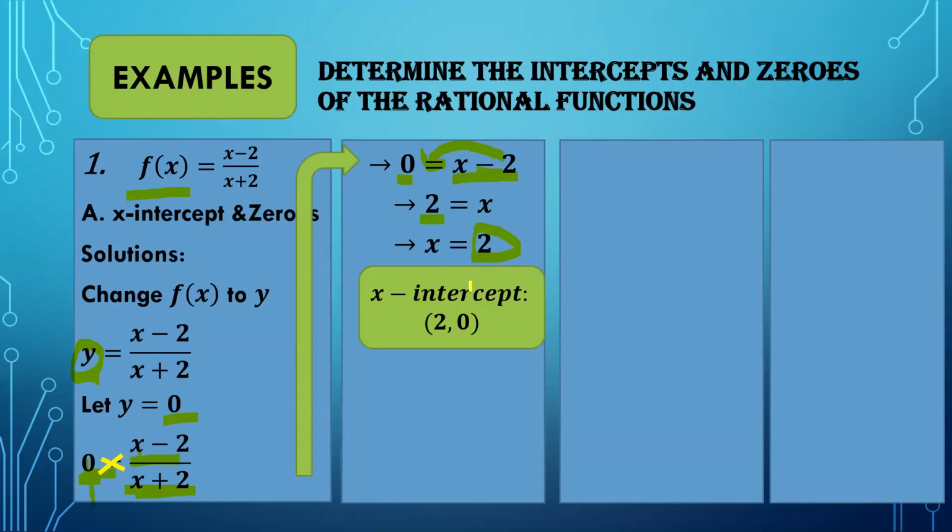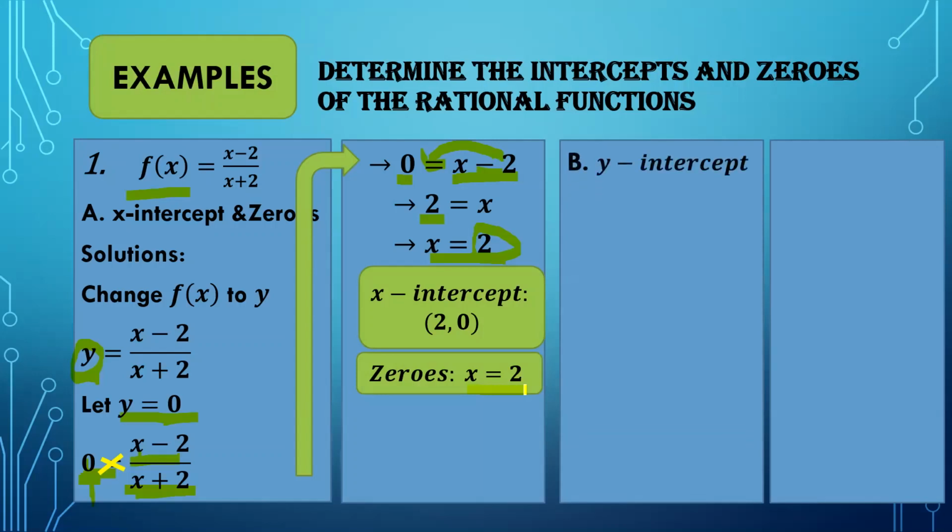The value of x here is 2 and the y here is 0 since we let y be equal to 0. Therefore, the zero is x equal to 2. So again, the x-intercept is (2, 0), and the zero is x equal to 2.